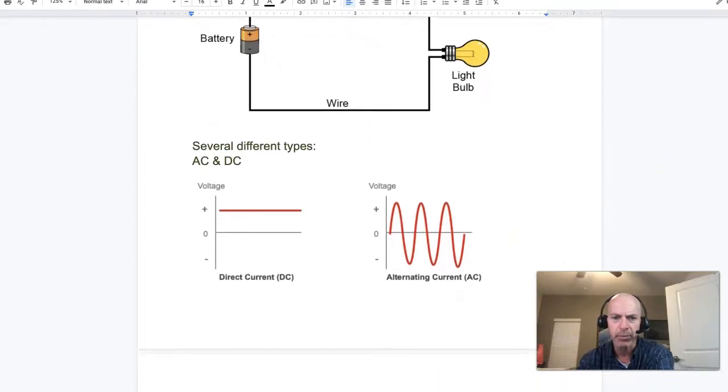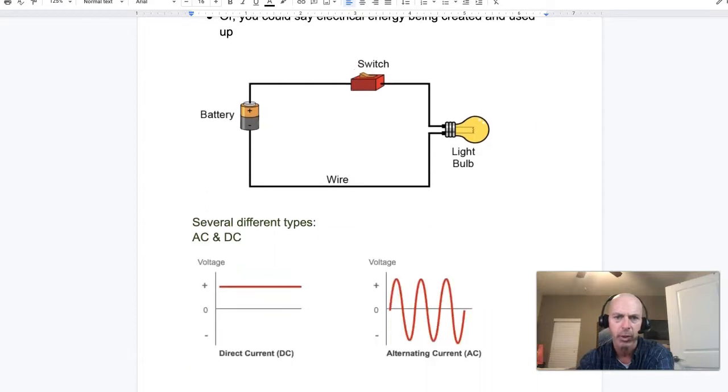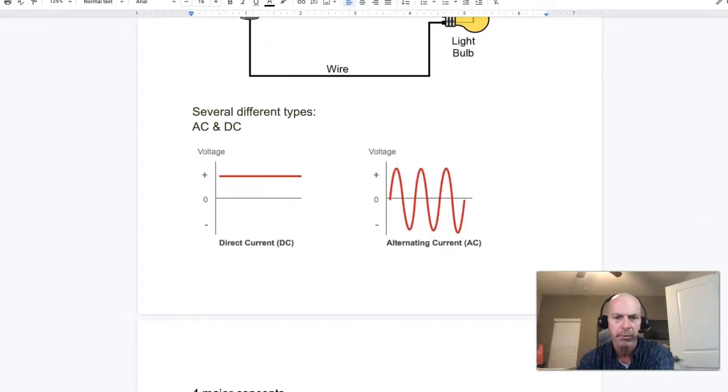There are really several types of electricity. We can talk about what's called AC and DC. AC is what's called alternating current, and that's basically the type of current we have in our houses and apartments. And so AC current is sinusoidal, so it makes these sine waves. Now, the study of alternating current is beyond the scope of most high school classes.